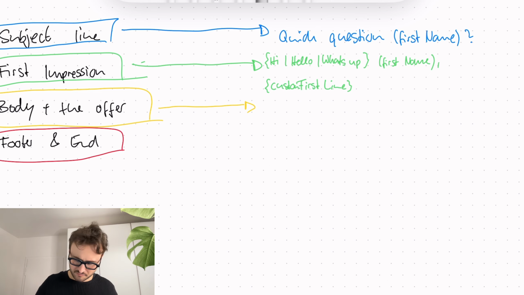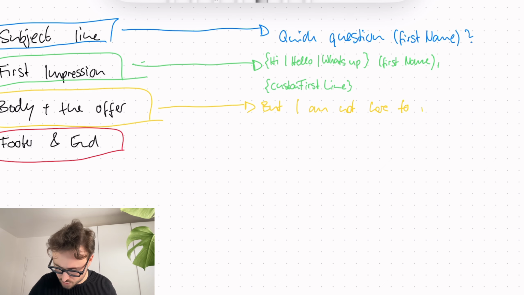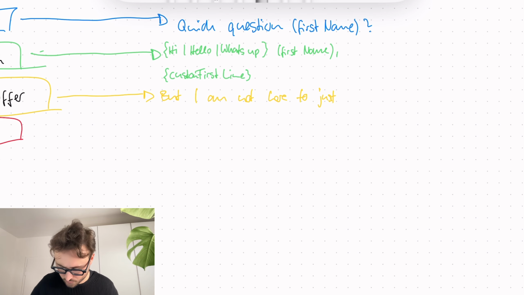For example, "But I'm not here to just charm you." And then we make a smiley.